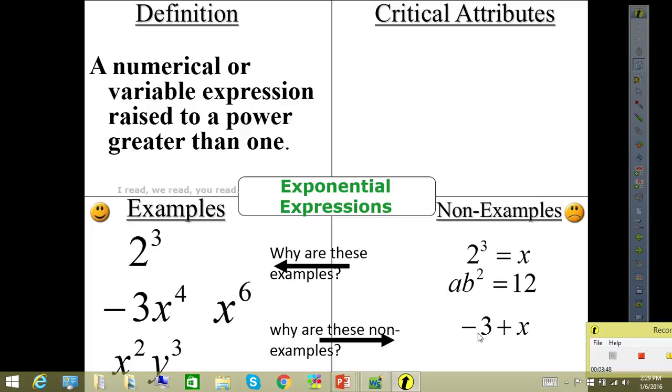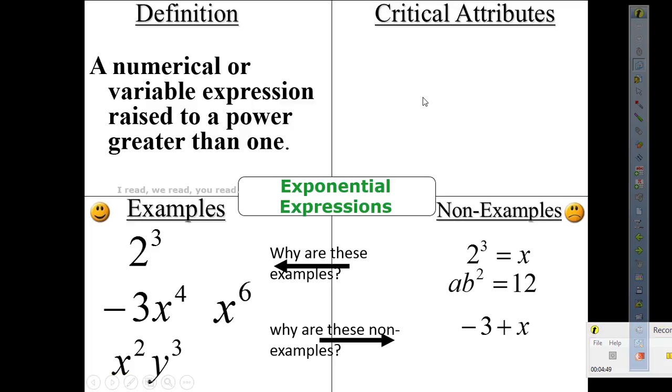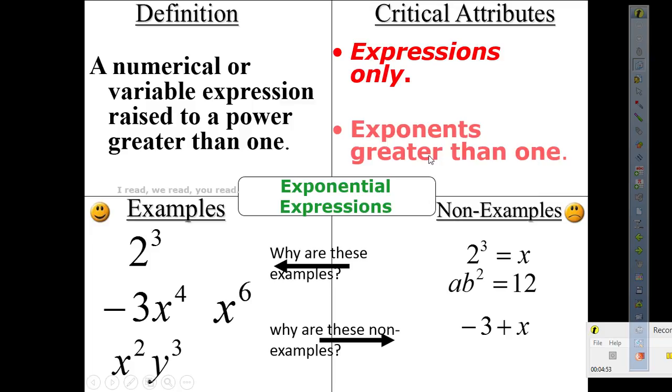Does everybody see that? So what's so important about exponential expressions? That they need to be what? Have an exponent, and they have to be what? Expressions. So write that in here. Expressions only, and exponents greater than 1. Copy that.